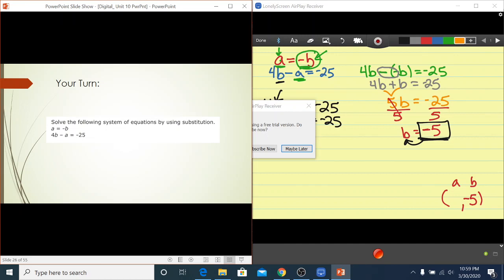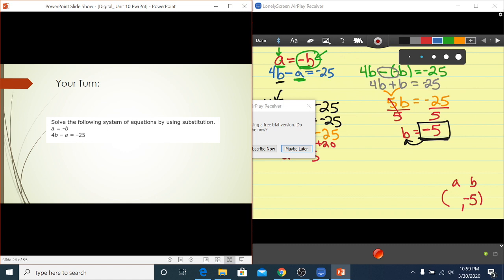4 times negative 5 is negative 20, minus a equals negative 25. We're going to add 20 to get it out of the way and away from a. a is still negative though. Negative a equals negative 5.